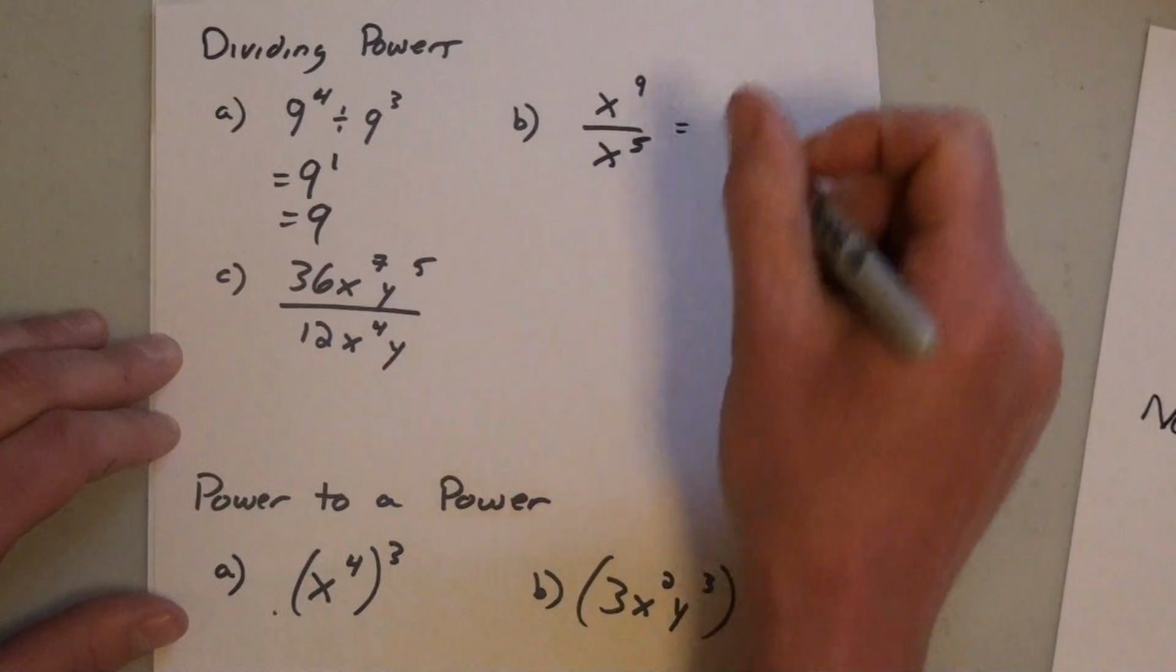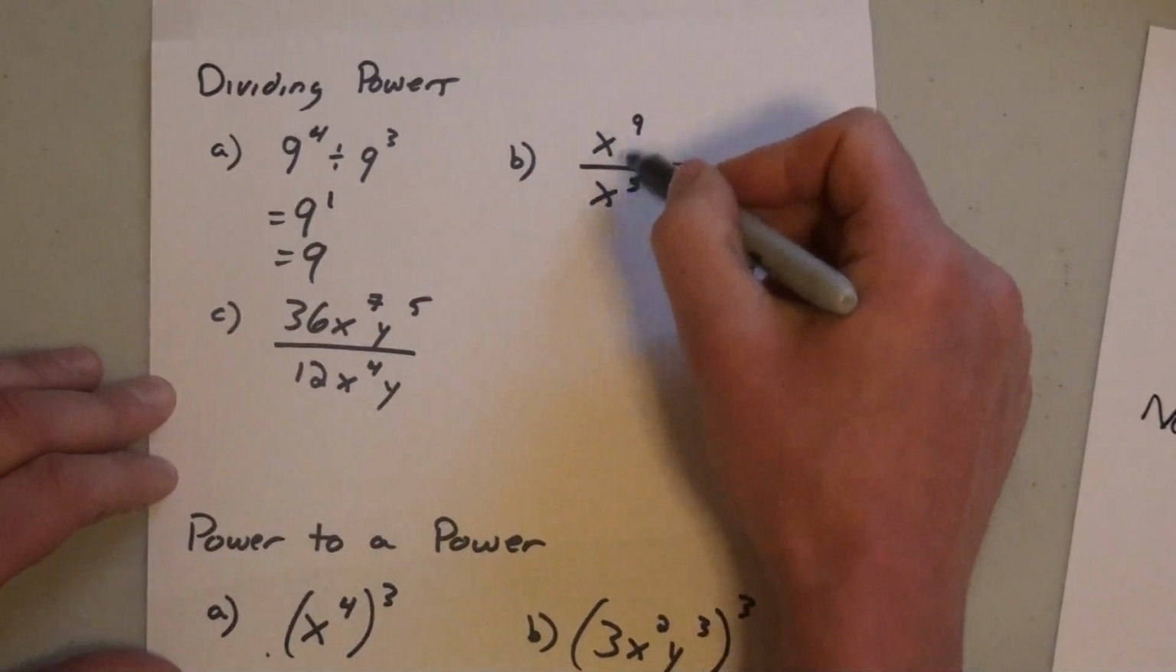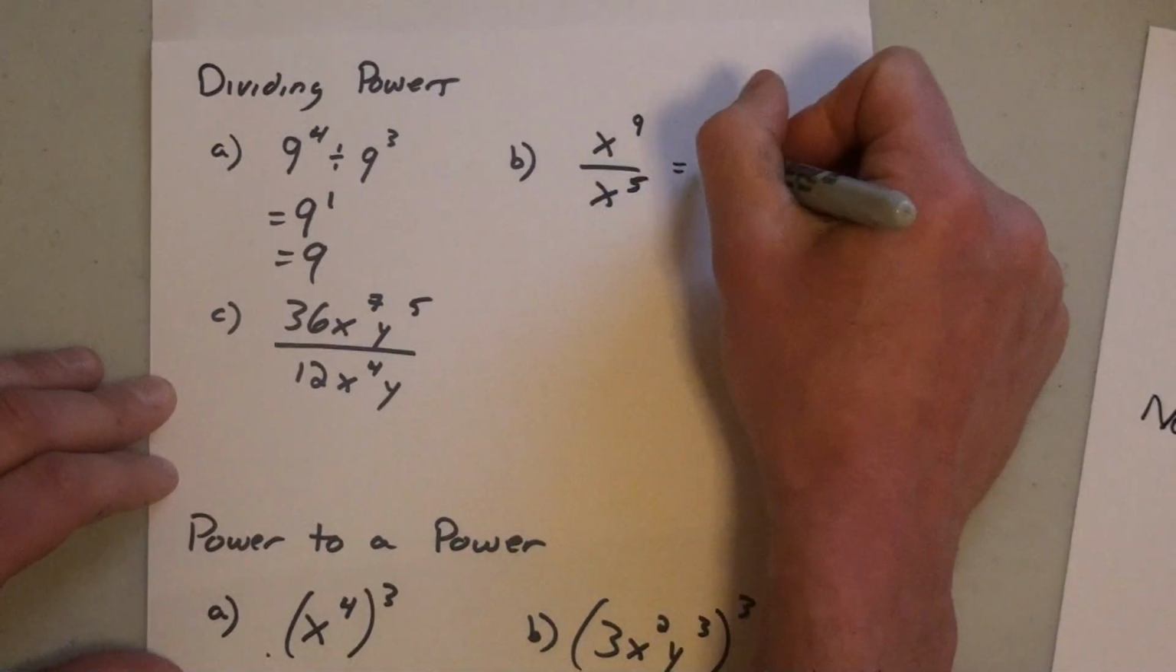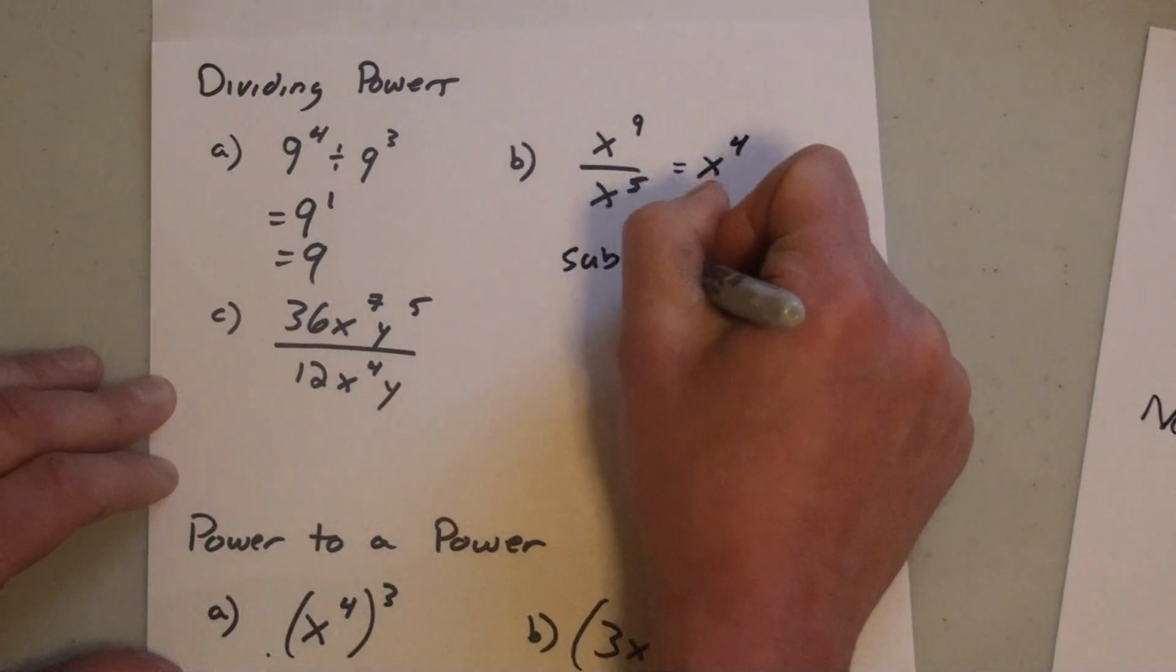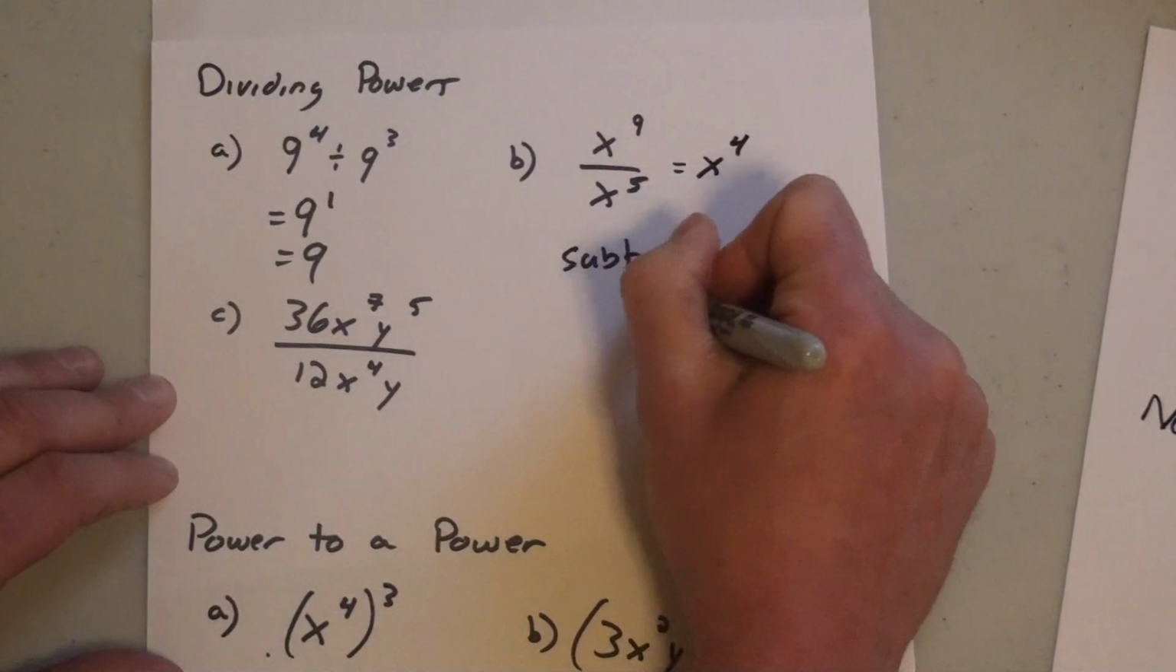Again, for the next one, I have the same bases, x to the 9 divided by x to the 5. I'm going to subtract my exponents, and it will be x to the exponent 4. I'm subtracting exponents.